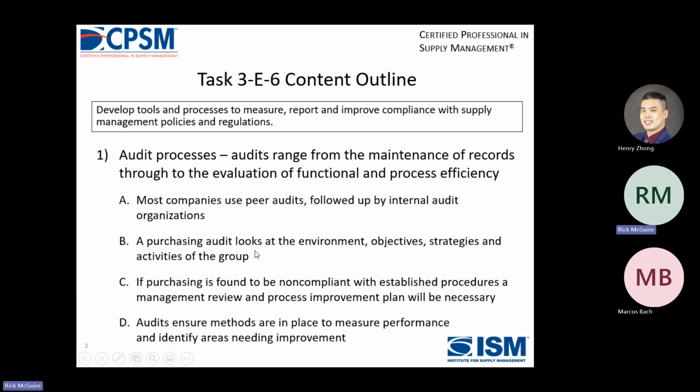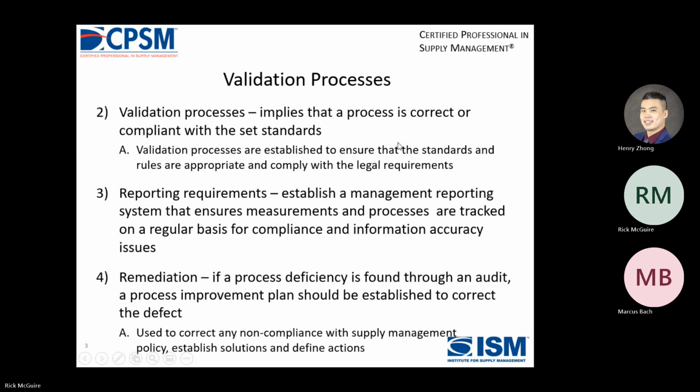So a purchasing audit looks at the environment, objectives, strategies, and activities of the group. If purchasing is found to be non-compliant with the procedure, a management review and process improvement plan will be necessary. Or quality would call it an 8-step, I think, or something like that. Audits ensure methods are in place to measure performance and identify areas needing improvement. That's why we have audits.